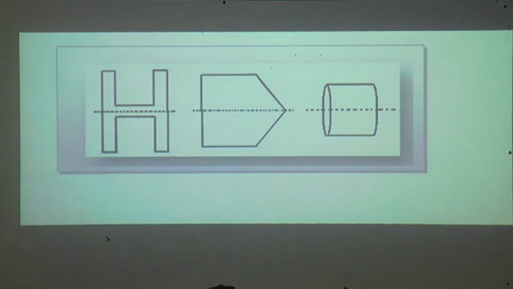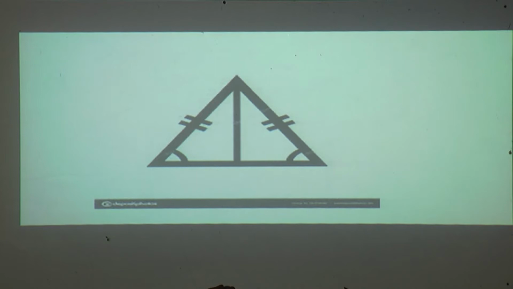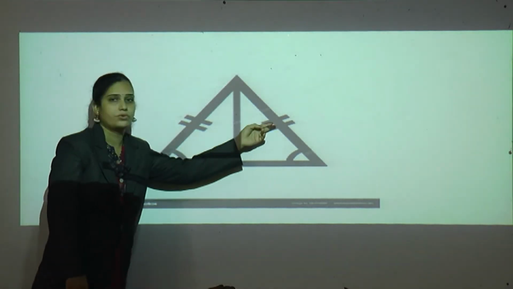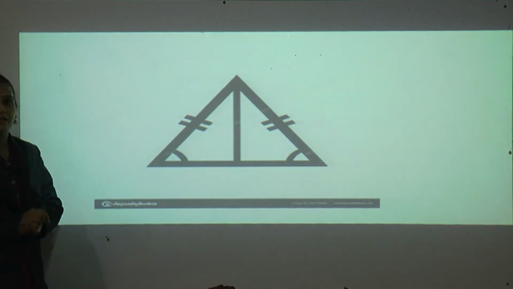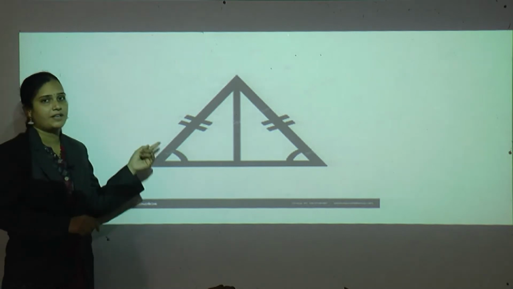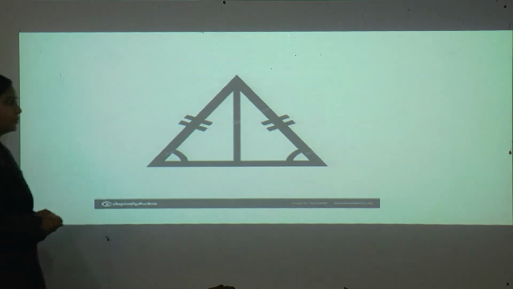Now next one we'll see. Okay students, which type of figure is this? Yes, can you tell me? Here is an isosceles triangle. Why is it an isosceles triangle? Can anybody tell me? Yes, because these two marks show that two sides of the triangle are equal, so this triangle is an isosceles triangle. Very good, students.